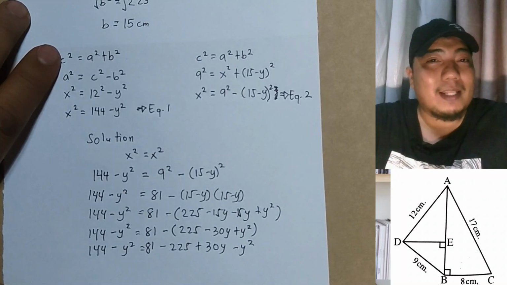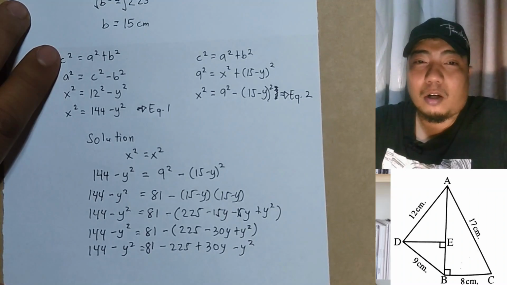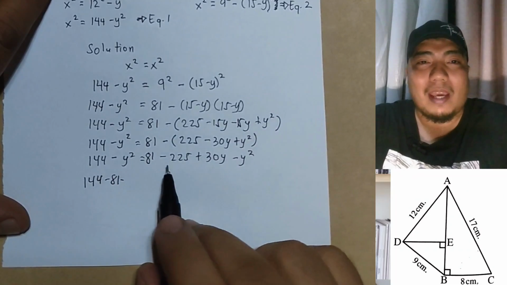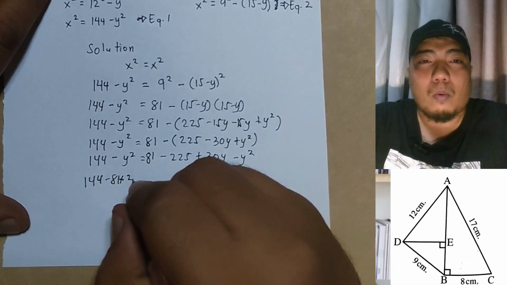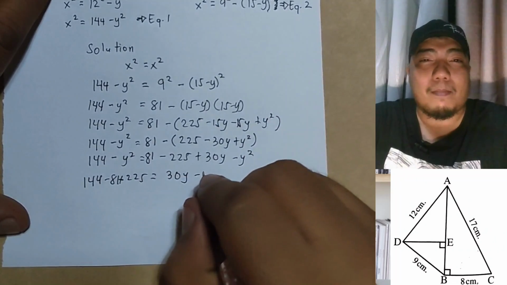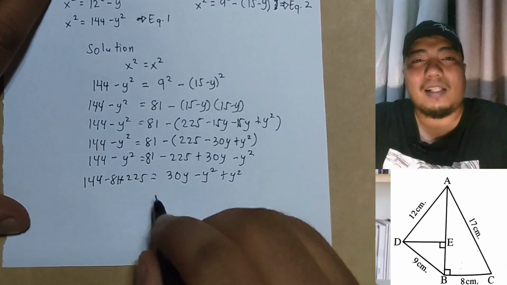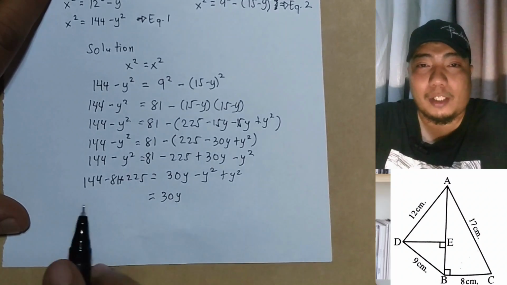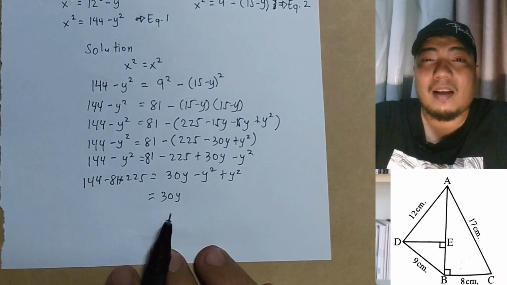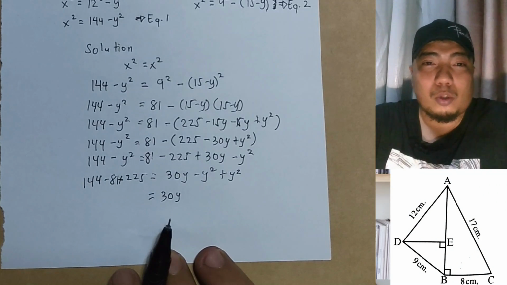Now we don't have any more parentheses, so we can combine like terms. We will put all our constants, those numbers with no variables, on the left side. So we have 144, you bring that down, and then our 81 will be transposed to the left side, giving us negative 81, and our minus 225 will be transposed, giving us plus 225. Equals, we bring down 30y minus y squared. And then our minus y squared on the left side will be transposed to the right side, giving us plus y squared. So negative y squared plus y squared will give us 0. So we bring down 30y.